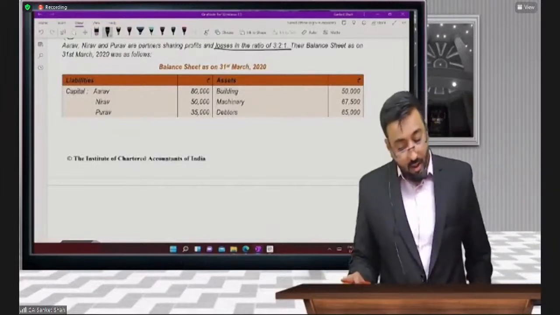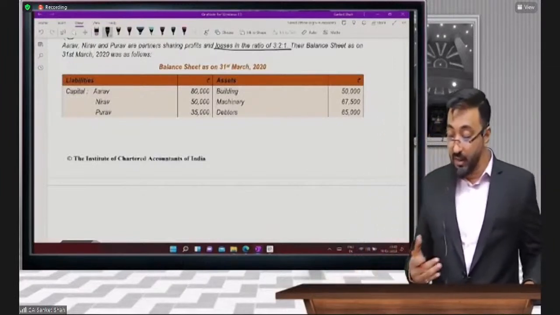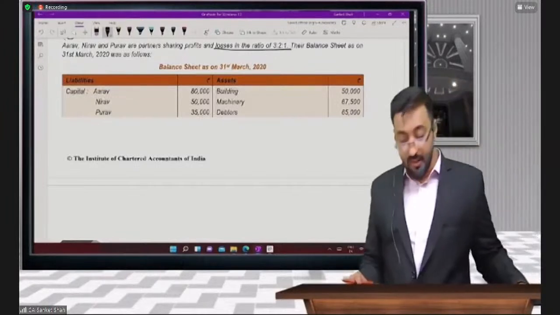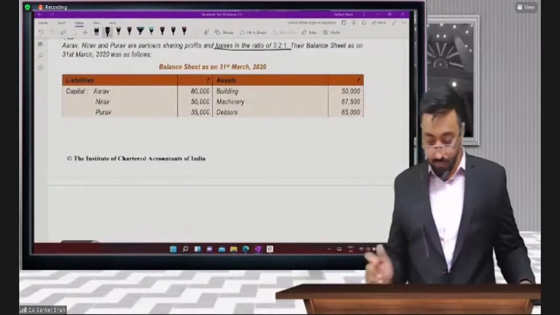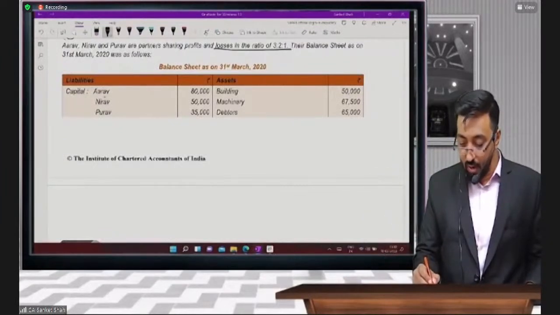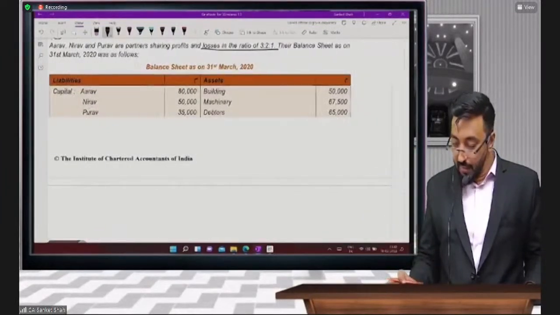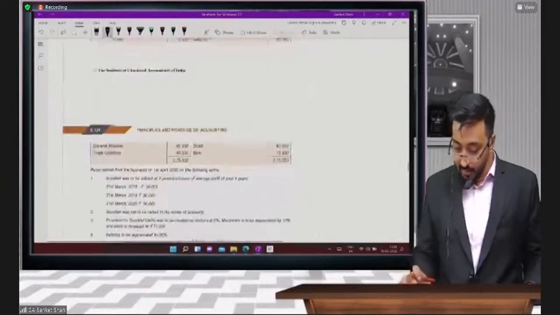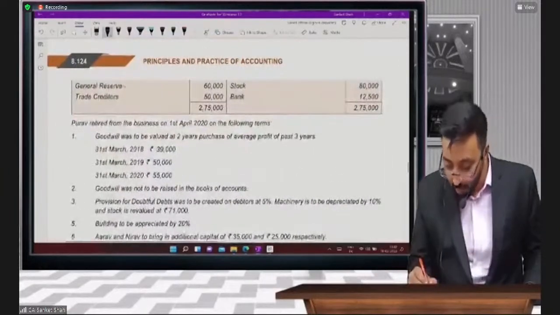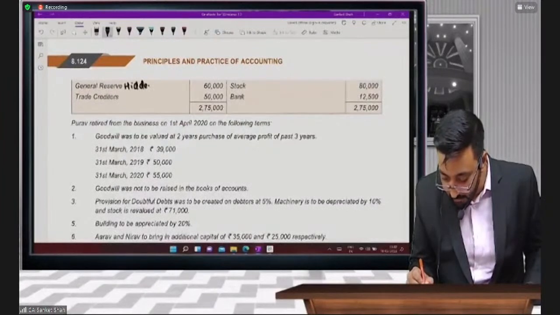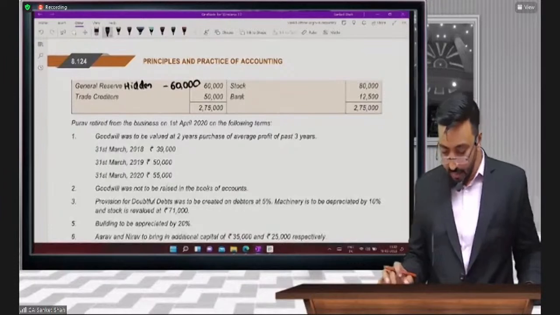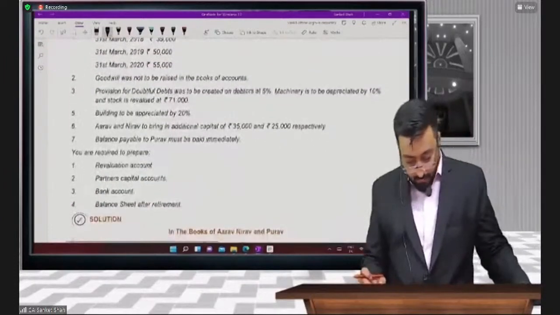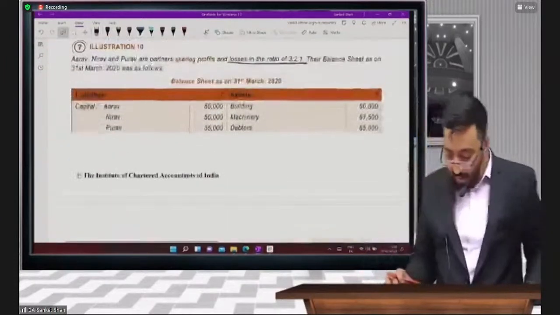Aro, Niro, and Puro are 3 partners sharing profit and losses in the ratio of 3:2:1. Their balance sheet is given below. 31st March 2020, Aro, Niro, Puro, building, machinery, debtors. See, general reserve. So first adjustment, beta, what we are going to do? Hidden adjustment. General reserve, same adjustment we have. 60,000 we are going to deduct it. Okay. And we are going to add it.